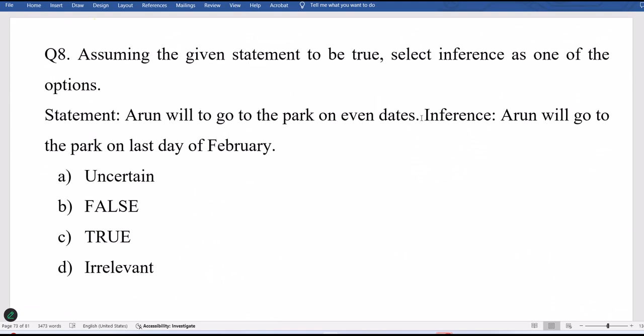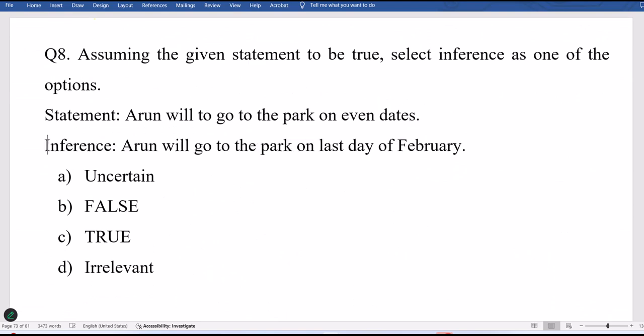Yeah, this question, statements and inferences. Arun will go to the park. Arun will go to the park on even dates. Arun will go to the park on last day of February. Okay, last day of February can be 28th or 29th, right? So I cannot, inference is uncertain. I cannot decide. It may be true, it may be false. It's not irrelevant. Relevant to that question only.